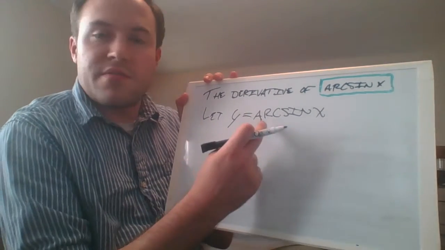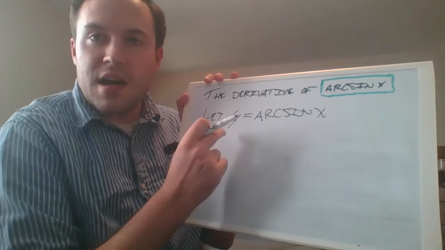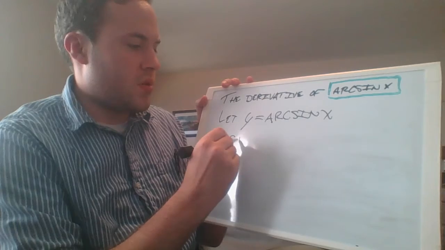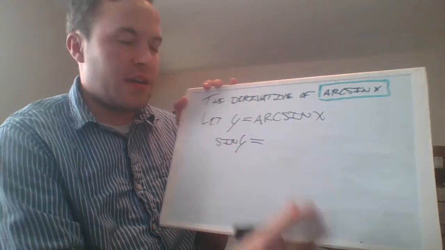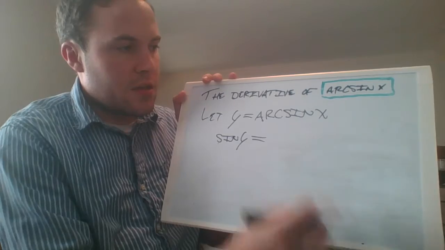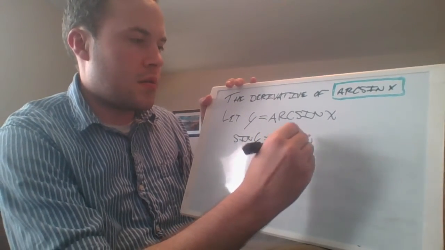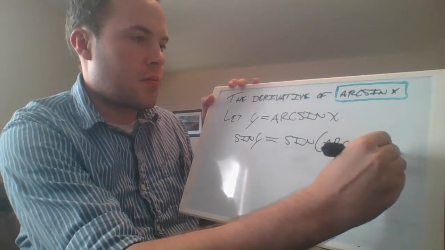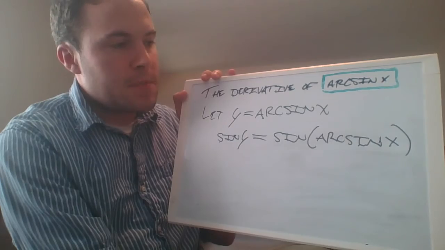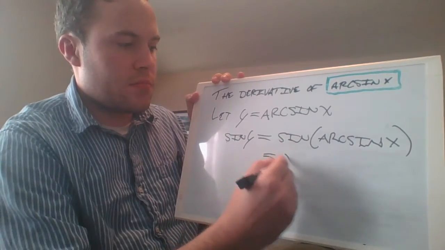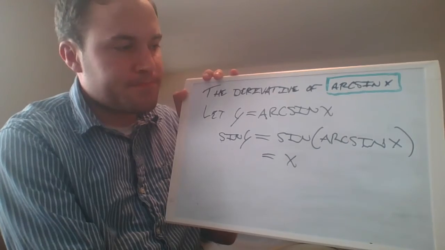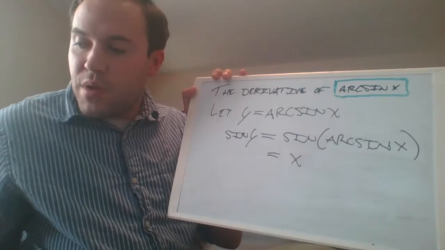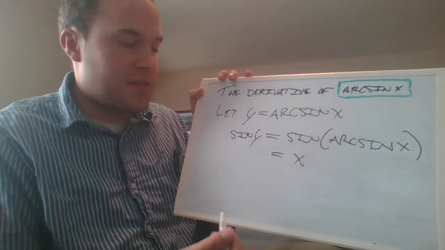And so since sine is the inverse of arcsine, we can take the sine of both sides of this, and that'll get rid of the arcsine for us. Right? So if we take the sine of both sides, the left-hand side is going to be the sine of y. The right-hand side is the sine of the arcsine of x. Sine of arcsine, well, they undo each other, and so we just have x. Well, what we have now is that x is equal to sine y, and now we can take the derivative of both sides of this thing using implicit differentiation.